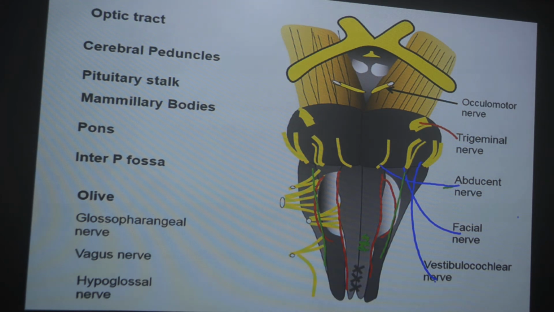Then you have the muscles of facial expression. So the motor supply is to the muscles of facial expression. So you smile, you frown, you close your eyes. These are the muscles of facial expression. They are supplied by the motor nucleus of the facial nerve. The facial nerve is also parasympathetic.